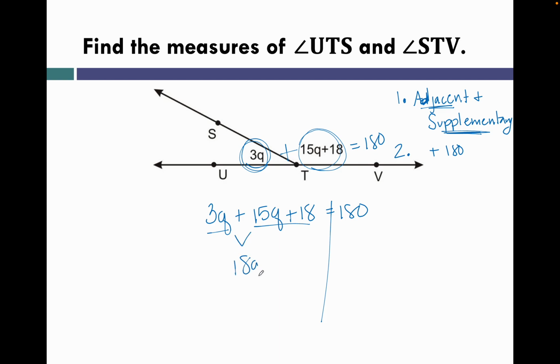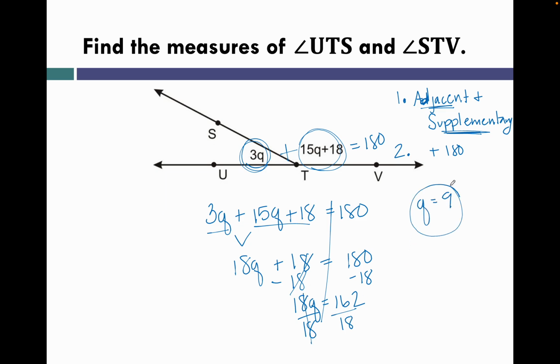When we solve it, we can combine our q values of 3q and 15q to get 18q plus 18 equals 180. And then we solve by subtracting 18 from both sides and then dividing both sides by 18 to get a q value of q equals 9. Again, double checking the question, it's asking not for the value of q, but for the measures of the angles, which we can't do until we know the value of q.